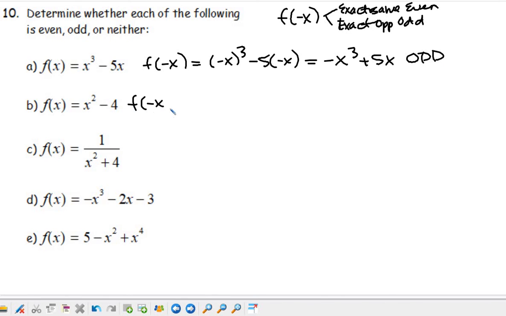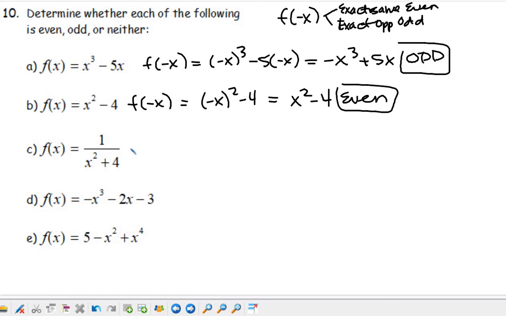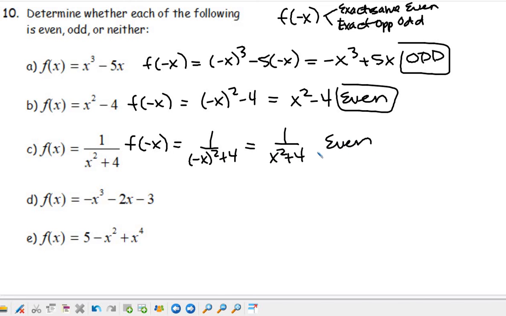So f of negative x is negative x squared minus 4. Negative squared is a positive, so x squared minus 4. It's exactly the same, so it is even. F of negative x, 1 over negative x squared plus 4. So I have 1 over, a negative squared is still a positive. So it's exactly the same, so this is even.